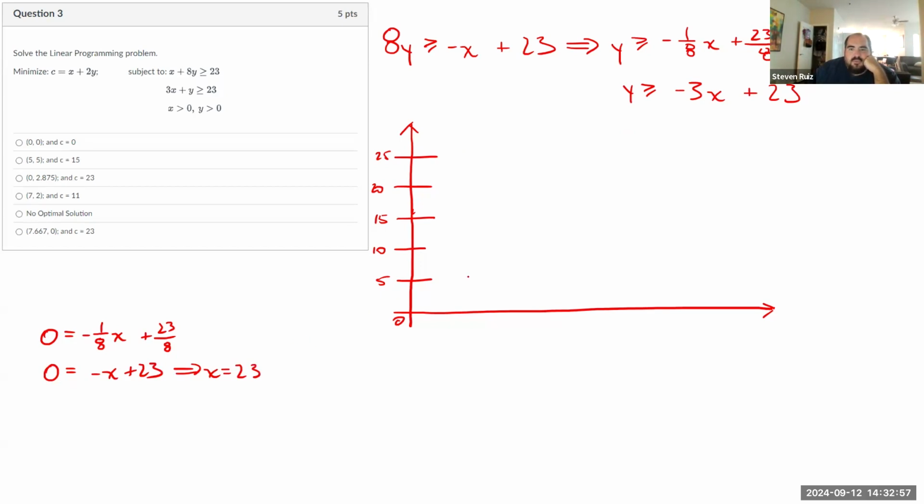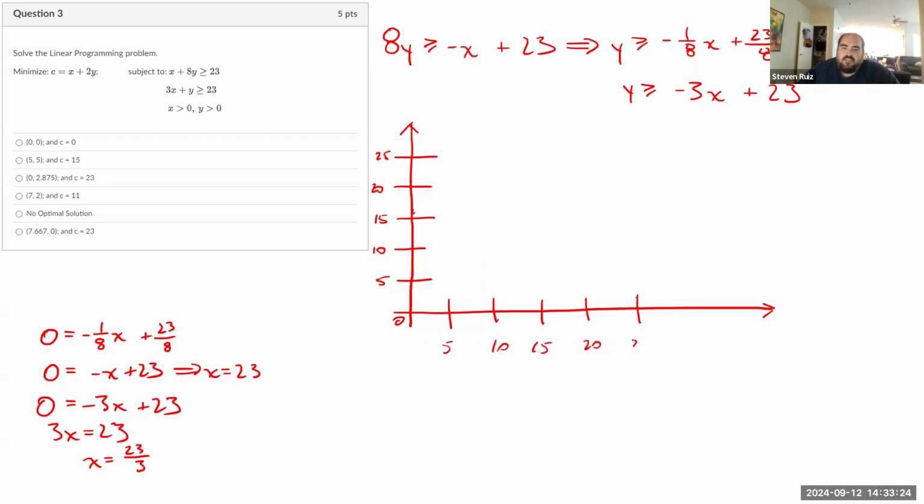So there's an x-intercept. What about the other one? 0 equals negative 3x plus 23. 3x equals 23. X equals 23 thirds. That's about 7. So I think I'm going to have the same scale on my x-axis. 5, 10, 15, 20, 25. And I only have 2 lines to graph. I'm going to let the fact that this is the only part of the graph I'm drawing stand in for x is greater than 0 and y is greater than 0.